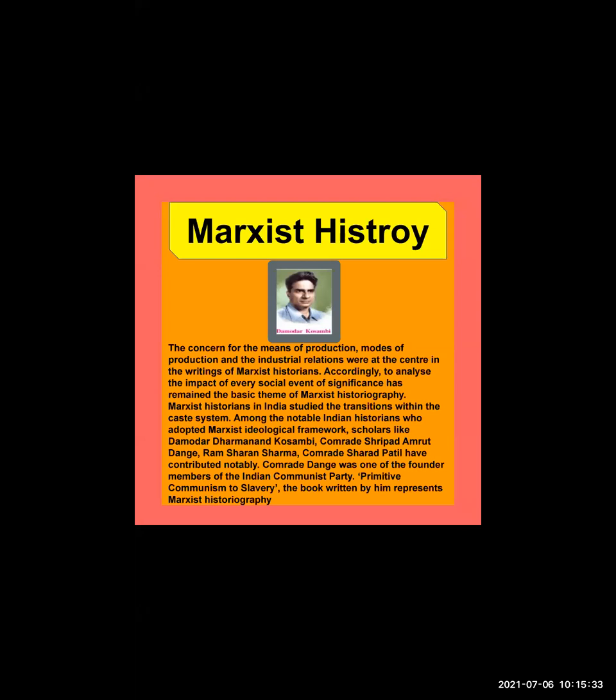Comrade Dange was one of the founder members of the Indian Communist Party. Primitive Communism to Slavery is the book which was written by him to represent the Marxist historiography.